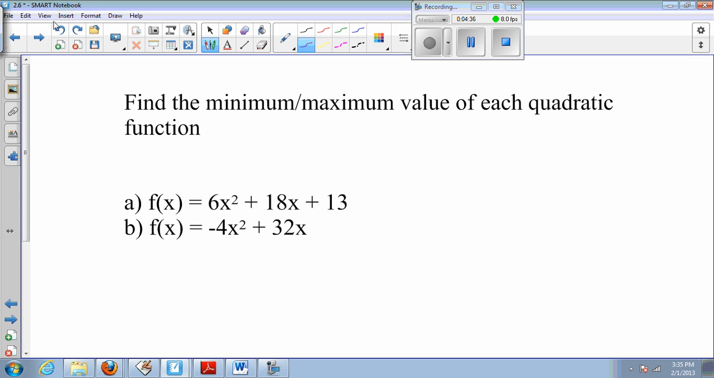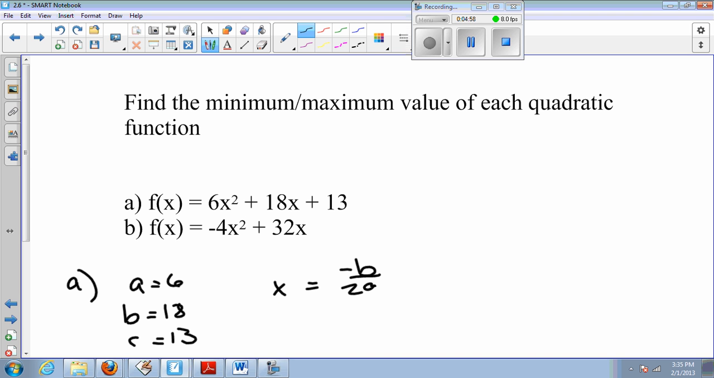So we're going to find the minimum or maximum value of each quadratic function. A is f of x equals 6x squared plus 18x plus 13. So our a value is 6, b is 18, c is 13. So we got to find our vertex. X is negative b over 2a. So it goes negative 18 over 2 times 6. Go to negative 18 over 12, which reduces down to negative 3 halves.